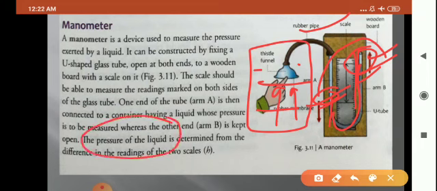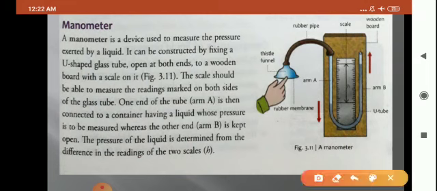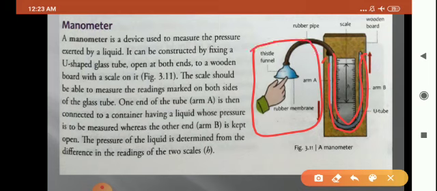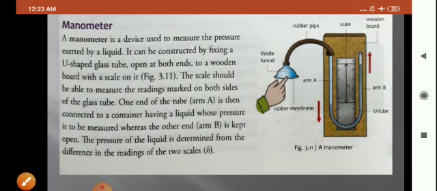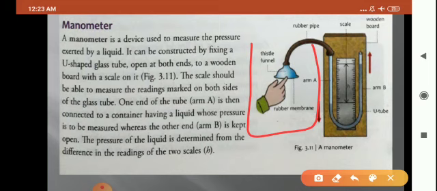I suppose children I am clear to you. If I am not clear, you can again see this video, this manometer portion. So what I have said, children: inside this tube there is another liquid, a suitable liquid. And the liquid whose pressure we have to determine, the liquid pressure, we take it in a container, in a tall jar container, and we are going to dip this thistle funnel in that liquid.